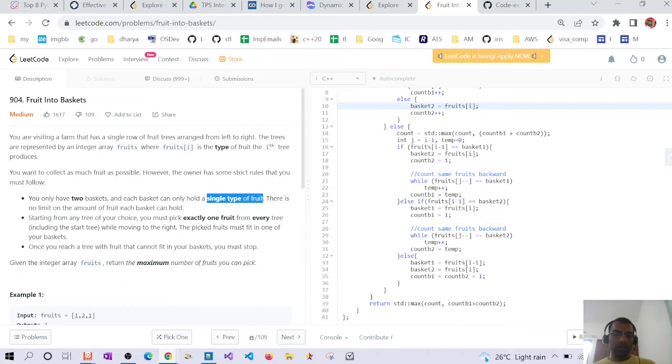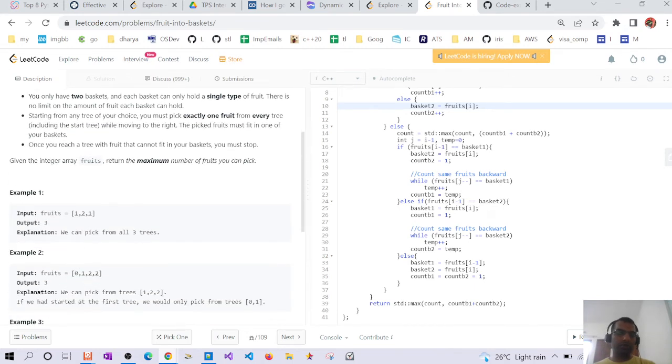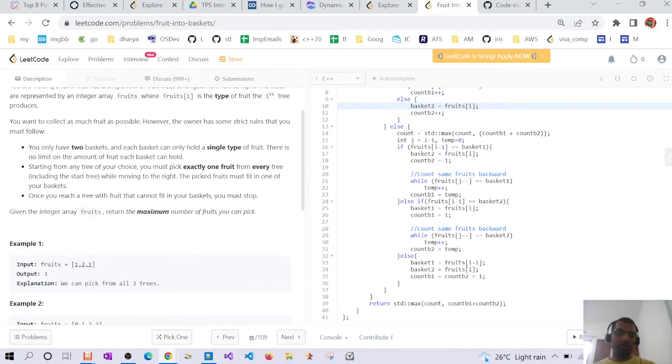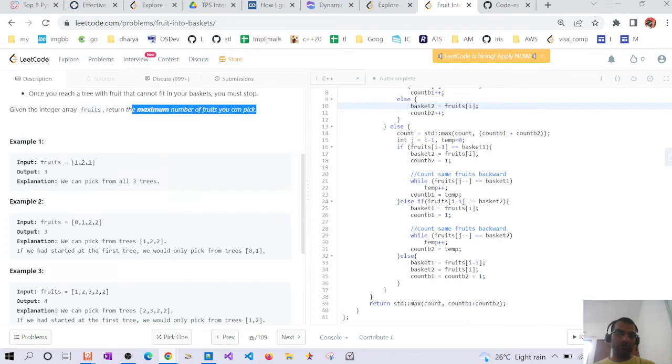Next, starting from any tree of your choice, you must pick exactly one fruit from every tree while moving towards the right. The picked fruit must fit in one of the baskets. So we can start from any index, either from 2 or from 1, but we want to get the maximum number of fruits out of it. So let me walk through these examples.